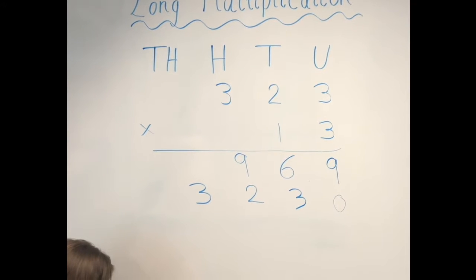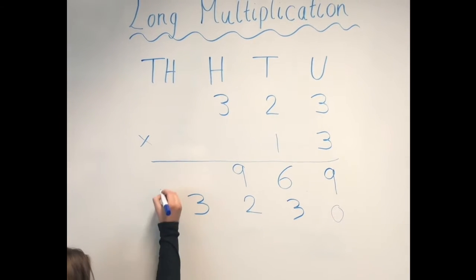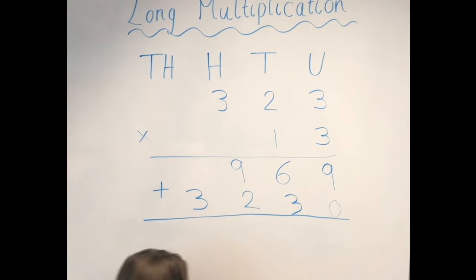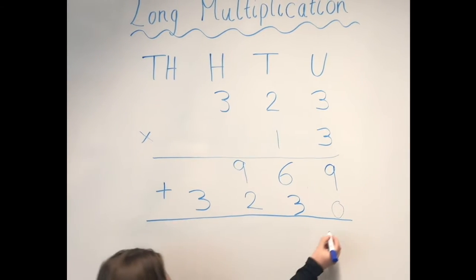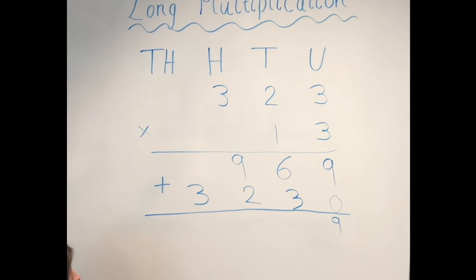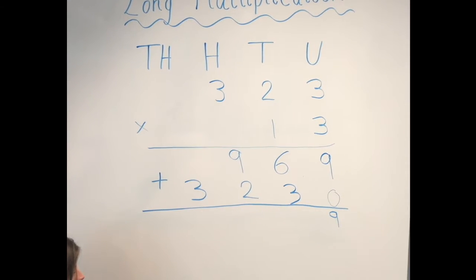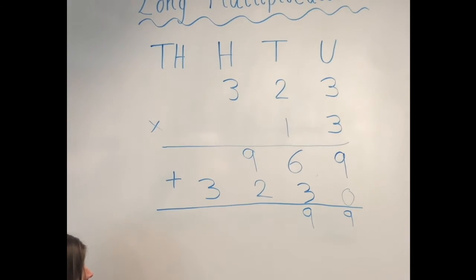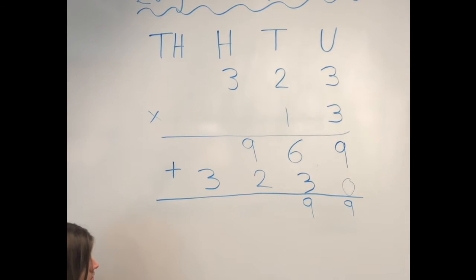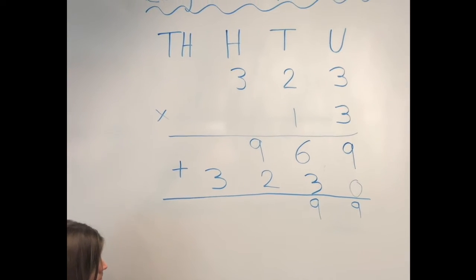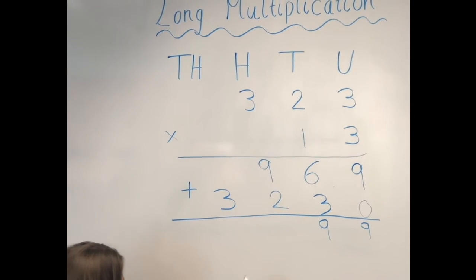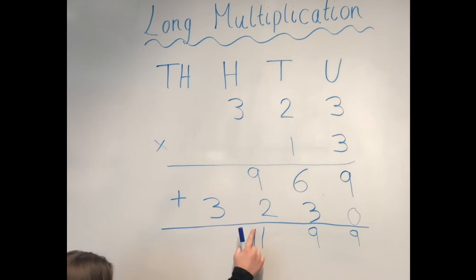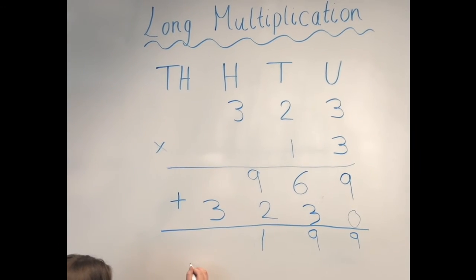To finish off this calculation, we would now add these two numbers together. So we do 9 add 0, which is 9. Then we do 60 add 30, but because it's in the tens column, you'd only need to write 9. Then we would do 900 add 200, which is 1,100. So, because we're only in the hundreds column, we would need to write 11, but we can't write 11. So we would have to write 1 and carry the 1 over.